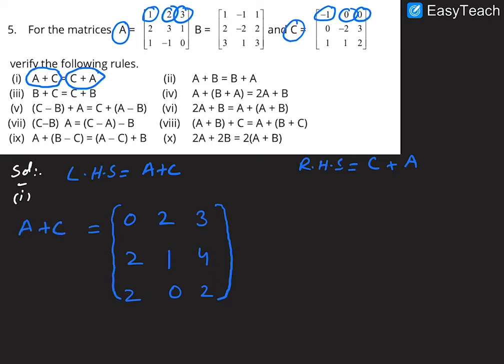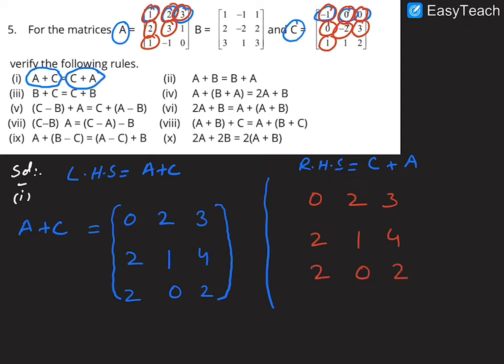Now let's find C plus A. Minus 1 plus 1, 0. 0 plus 2 is 2. 0 plus 3 is 3. And 0 plus 2 is 2. Minus 2 plus 3 is 1. Similarly, 3 plus 1 will be 4. 1 plus 1, 2. 1 minus 1, 0. And 2 plus 0 is 2.